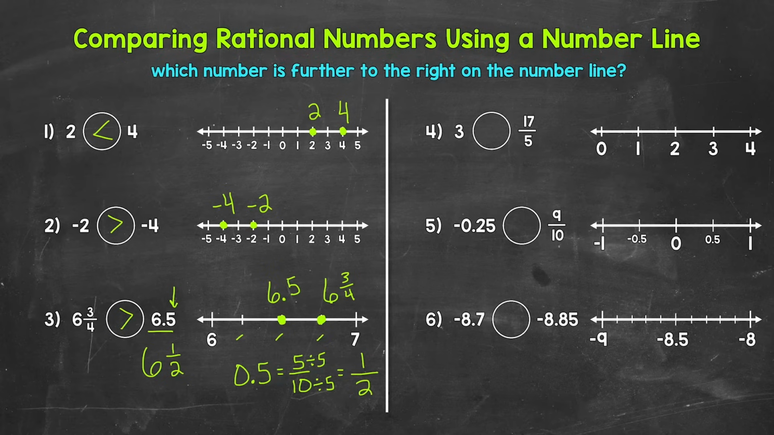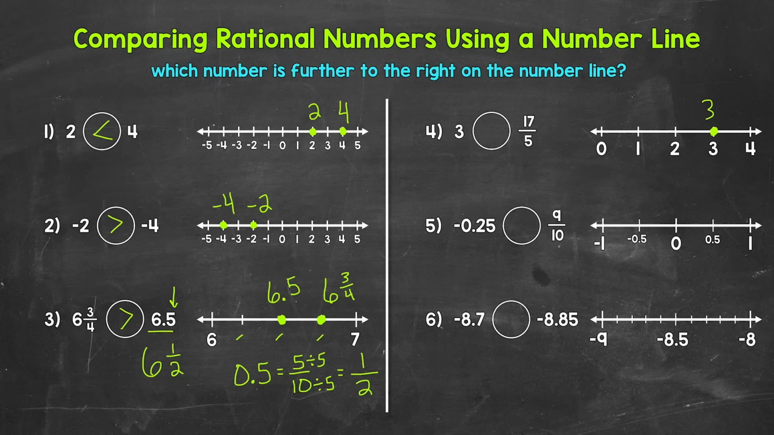Next, let's move on to number 4. We have 3 is greater than, less than, or equal to 17/5. 3 is right here on the number line. And then 17/5, 17 over 5, that's an improper fraction. So we need to convert it to a mixed number. That will make this much simpler to put on the number line and compare.